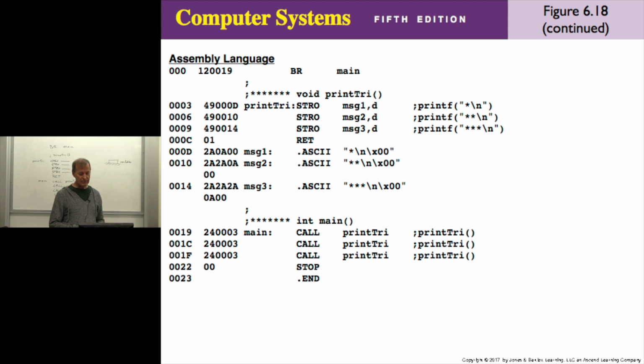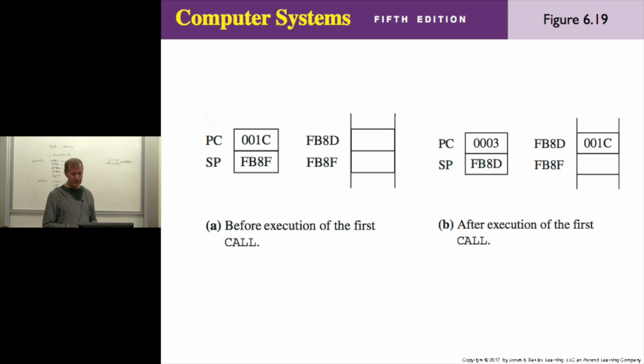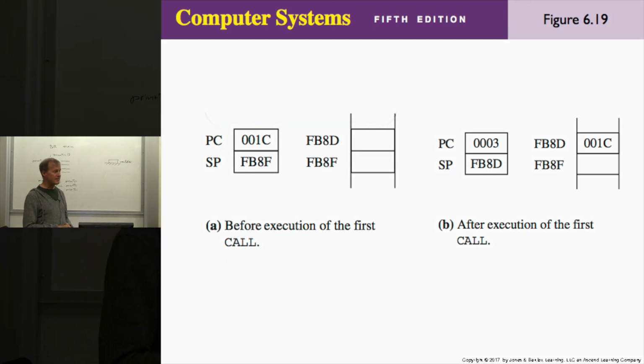And so what's going to get pushed onto the runtime stack for the return address when we execute that call? Should be 001C. And see here in figure 6.19b, that's 001C.